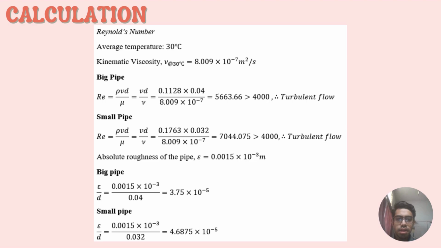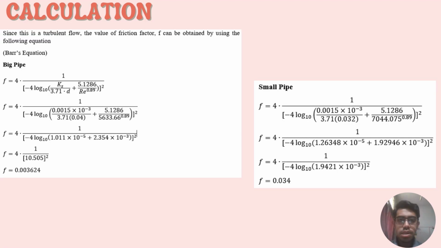Next, we can calculate the relative roughness for each pipe by using the formula epsilon divided by d, and we will get 3.75 times 10 to the power of negative 5, and for the small pipe we get 4.6875 times 10 to the power of negative 5. Since this is turbulent flow, the value of friction factor f can be obtained by using Barr's equation. For the big pipe, we get the friction factor is 0.003624, and for the small pipe we get 0.034.